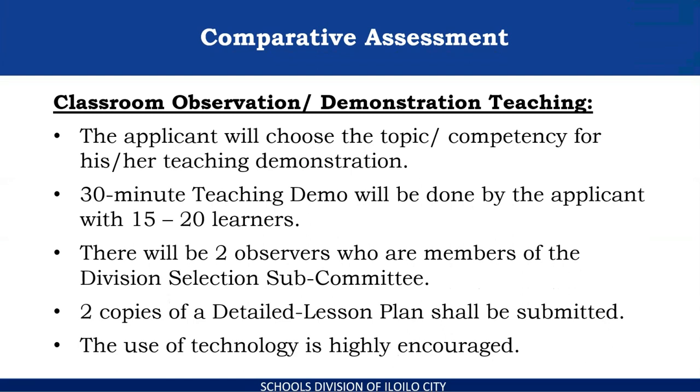For classroom observation and demonstration teaching, the applicant will choose the topic or competency for his or her teaching demonstration. A 30-minute teaching demonstration will be done by the applicant with 15 to 20 learners. There will be 2 observers who are members of the Division Selection Subcommittee. The applicant should prepare 2 copies of a detailed lesson plan. The use of technology is highly encouraged.